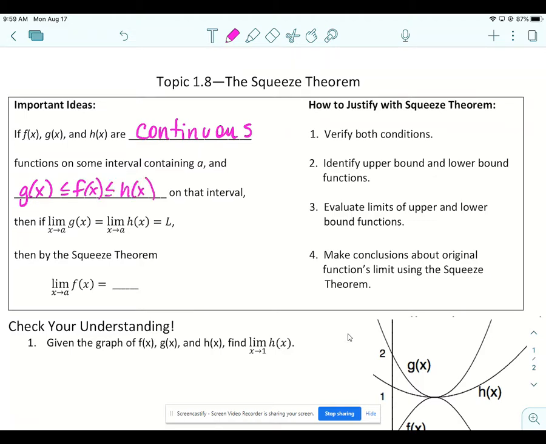So it's saying that everywhere on this interval we're talking about, the f function is falling in between the g and the h functions. If there's a place on that interval where the limit as x approaches a of g of x equals the limit as x approaches a of h of x, and I know that f is falling in between those, then that's also going to be a place where the limit as x approaches a of f of x is equal to that same value, because it's squeezed in between there. So all three should have the same limit at that point.